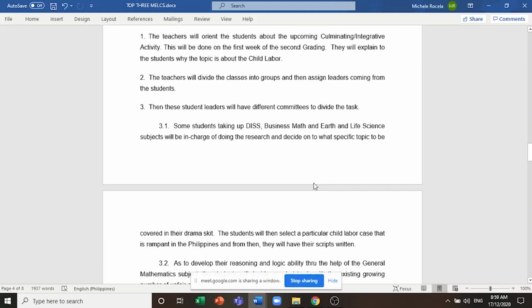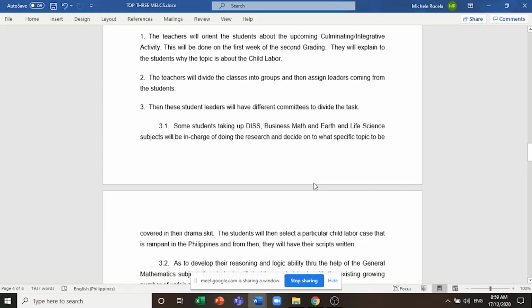And 3.2, to develop the reasoning and logic ability through the help of the general mathematics subject, the students will decide on what to do with the existing growing number of unfair child labor practices in the Philippines. So they will present, of course, the tables. 3.3, combining their skills learned from the business math like MS Excel, SPSS, the students can compute how many child laborers are there in the country.